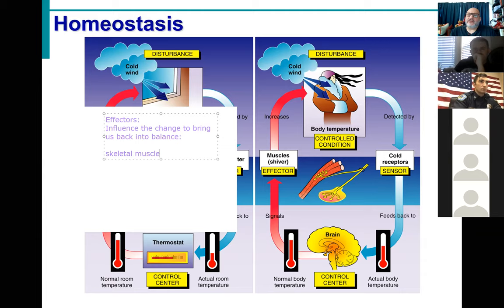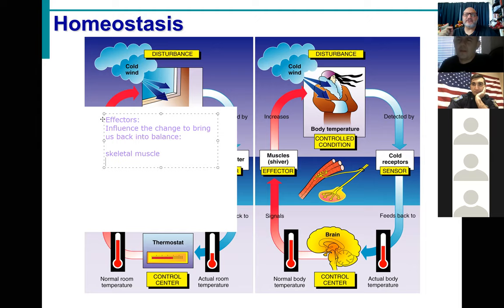What else besides skeletal muscle can be an effector that's going to bring our body back into balance? Goosebumps. All right, excellent. Any idea what causes those goosebumps? What makes your hair stand up? Well, it turns out they're tiny little muscles that are attached to your hairs. Now, can I voluntarily make them stand on end? No, they're not standing up. So it's not skeletal muscle. So what kind of muscle makes your hair stand up on end?